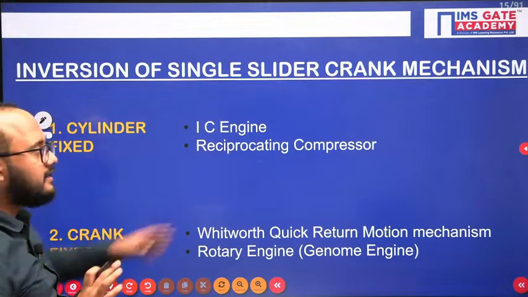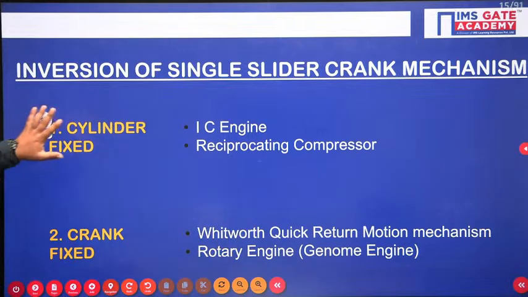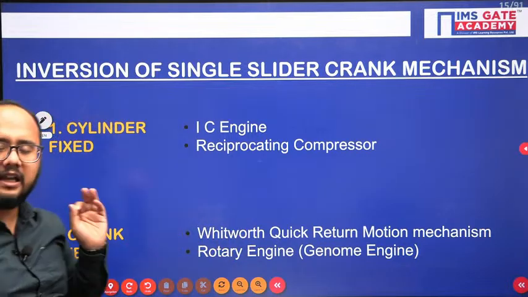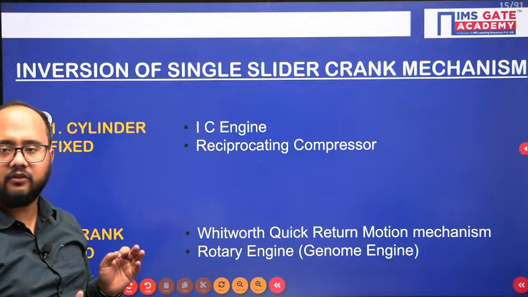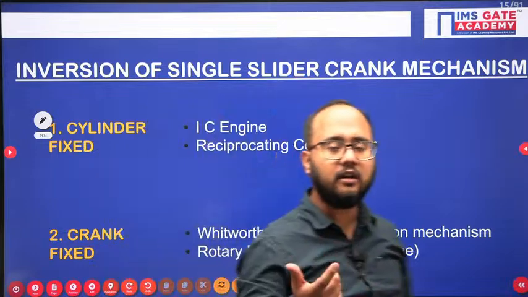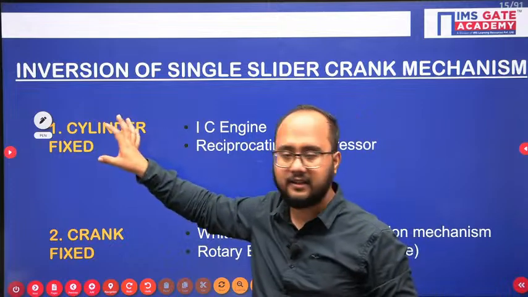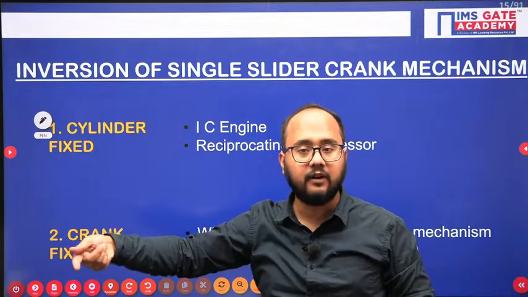So that was the single slider crank mechanisms. Different types of single slider crank mechanism. If I fix cylinder, crank, whatever link I am fixing, accordingly I will get one of the mechanisms. So why is it important? Sometimes they can directly ask a theoretical question: if in a single slider crank mechanism I fix the cylinder, what kind of mechanism will I be getting?